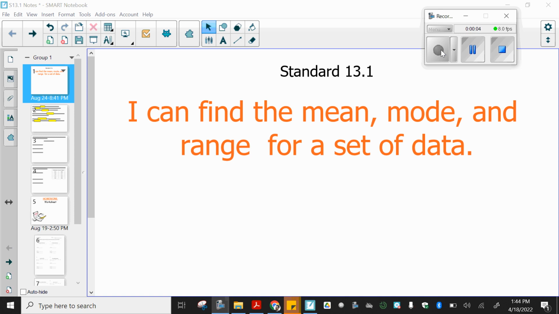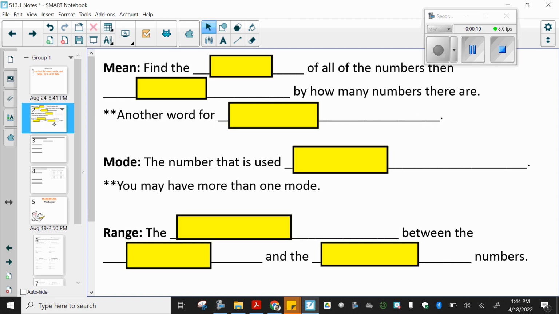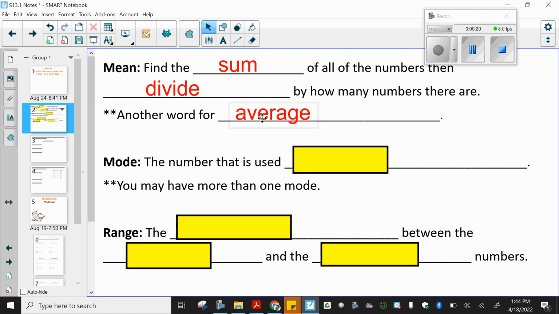13.1, I can find the mean, mode, and range for a set of data. Let's cover our information here. So first off, mean. Find the sum of all the numbers and then divide by how many numbers there are. You might be familiar with this. It's also known as average. So add them up, divide by the same number that is there.